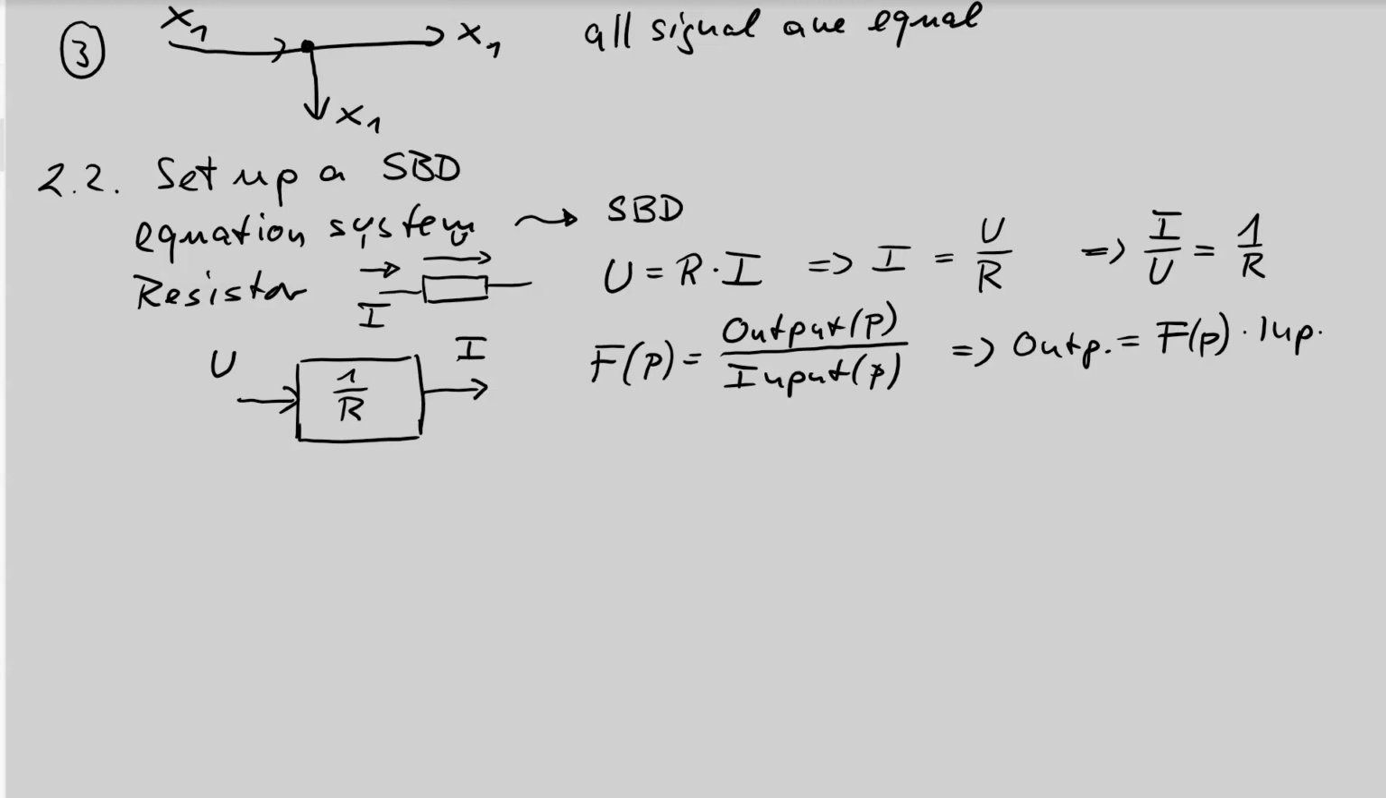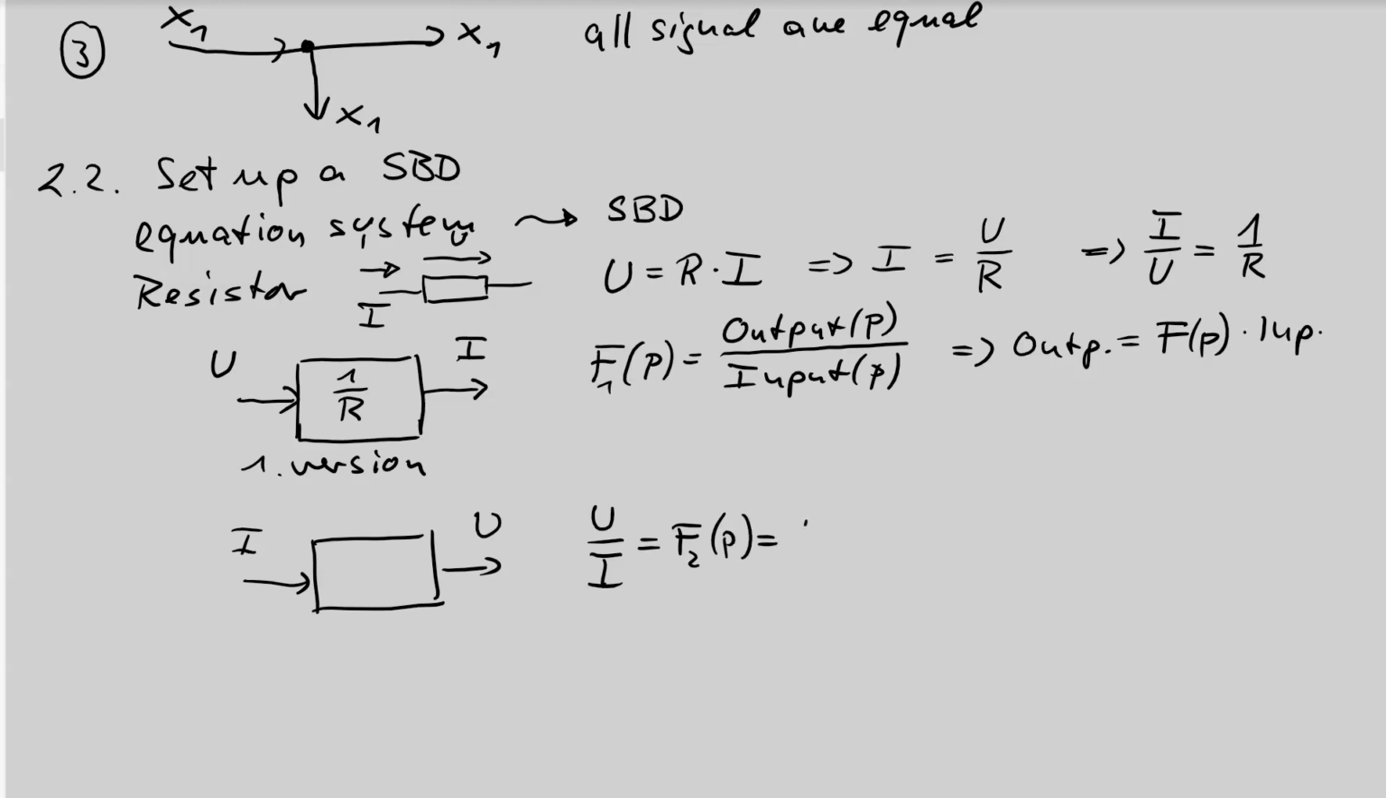In a second version, so this is the first version of a signal block diagram of a resistance, we have also a second version. You can say, okay, now I connect a current source to the resistor, I force a current through the resistor, and as a response we can measure a voltage drop. So now if U is the output and I is the input, then the new transfer function, this is 1, this is 2, the new transfer function U over I is the resistance.